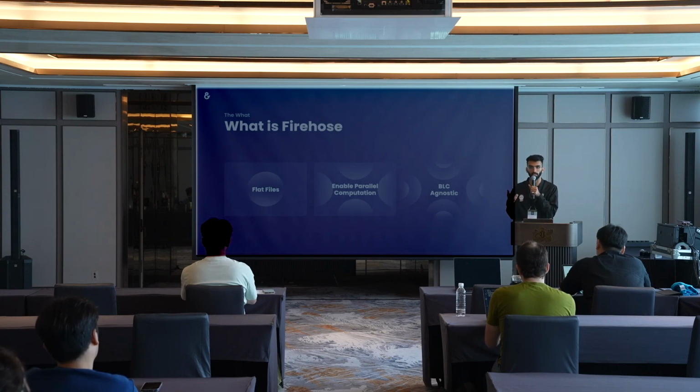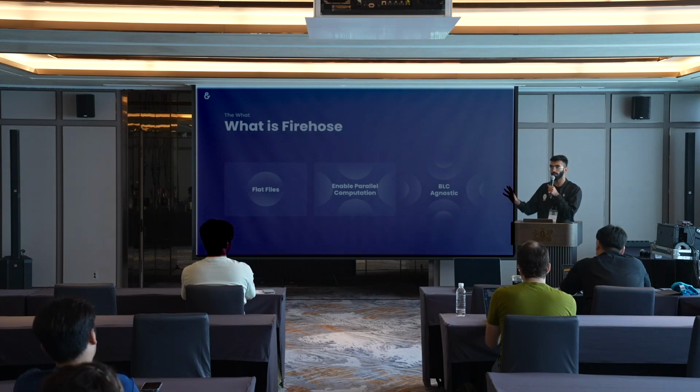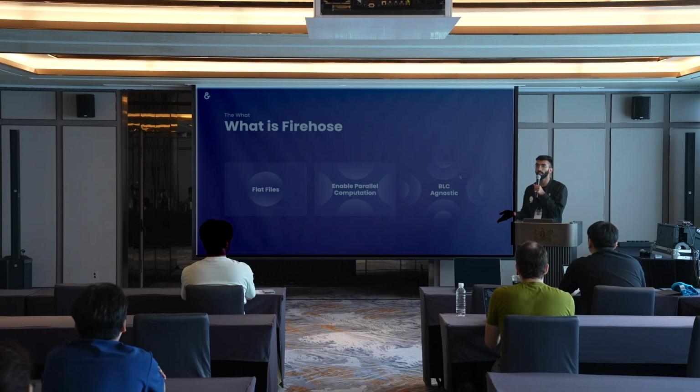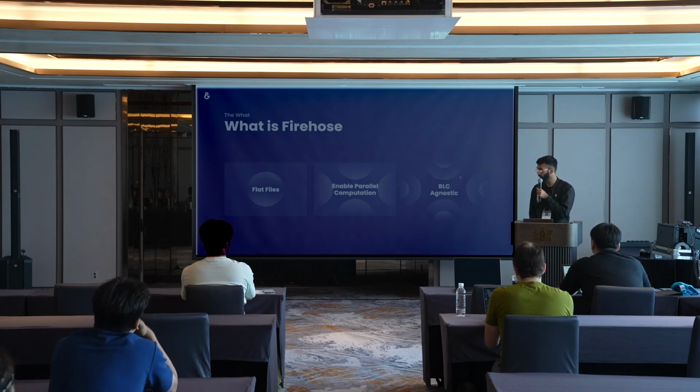So basically, if you're creating a blockchain, you don't have to worry about indexing. All you have to worry about is making your blockchain compatible with Firehose. So basically, any blockchain can be compatible with The Graph if it is compatible with Firehose. They don't have to create a new indexing standard if they are compatible with Firehose.